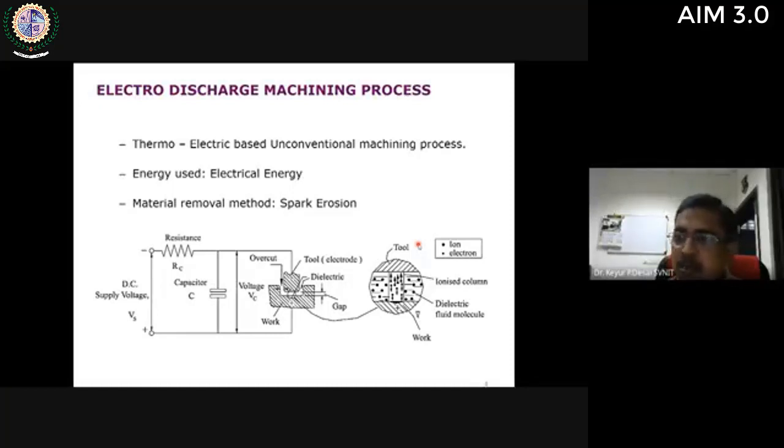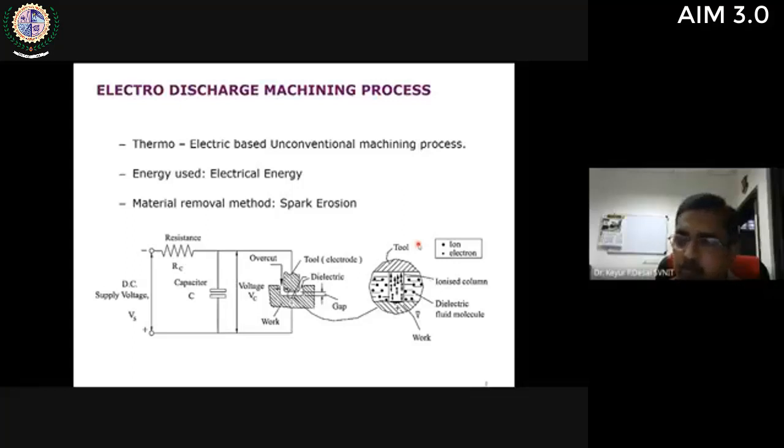and when sufficient potential difference is applied, the dielectric medium will break down and create a plasma channel, and thereby millions of electrons will jump from cathode, that is the tool, to anode, that is the workpiece, in the form of sparks. As a result of those sparks, a tiny minute volume from the workpiece surface will reach such a high temperature that it will vaporize. And the presence of carbon particles in the machining zone is proof of that. So this is basically the working principle of the electro-discharge machining process.